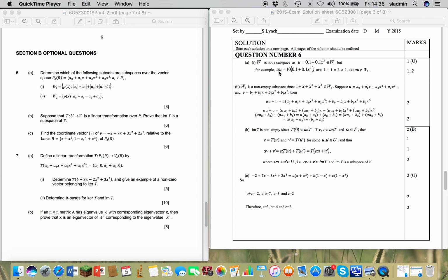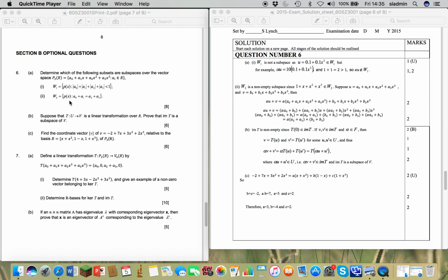However, the vector 10 times u would give us the vector 1 plus x cubed. You can see that 1 plus x cubed no longer satisfies this expression here. So 1 plus x cubed is not in W1. So therefore W1 is not a subspace of P3 over R.